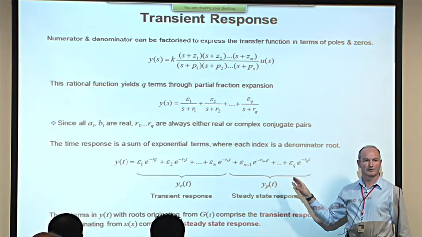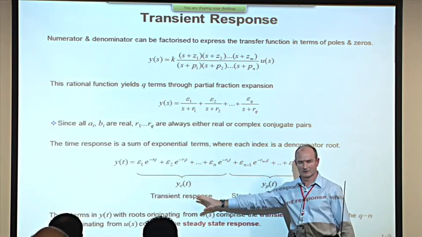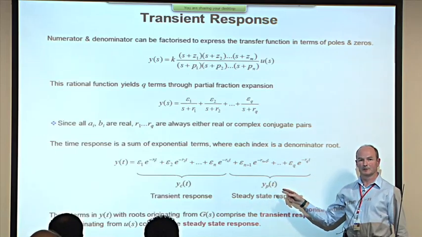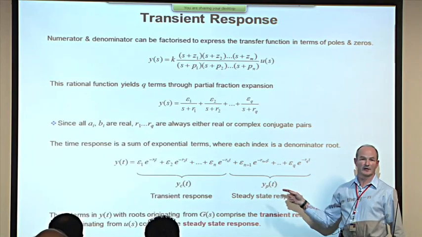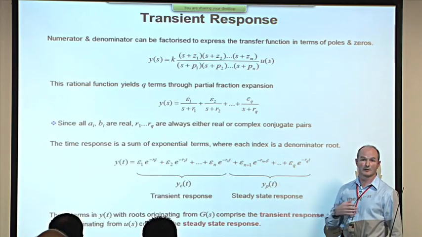So the time response breaks into these two distinct parts. The transient response, I'm calling it y sub c of t, and the steady state response, y sub p of t. These have various names depending on where you've come at this from. Transient and steady state are the terms I'm going to use.